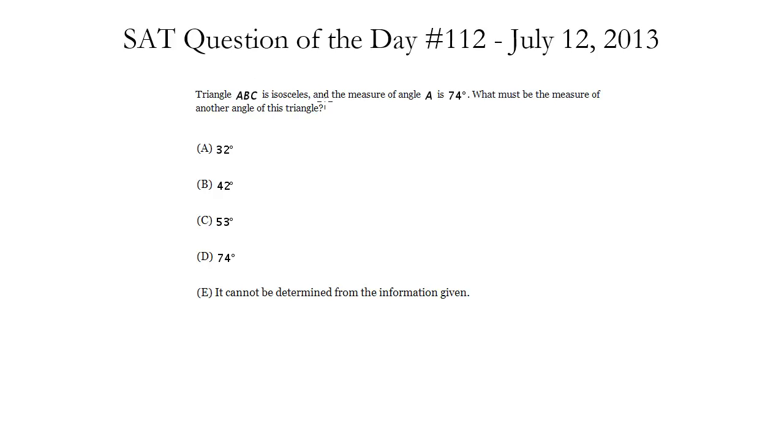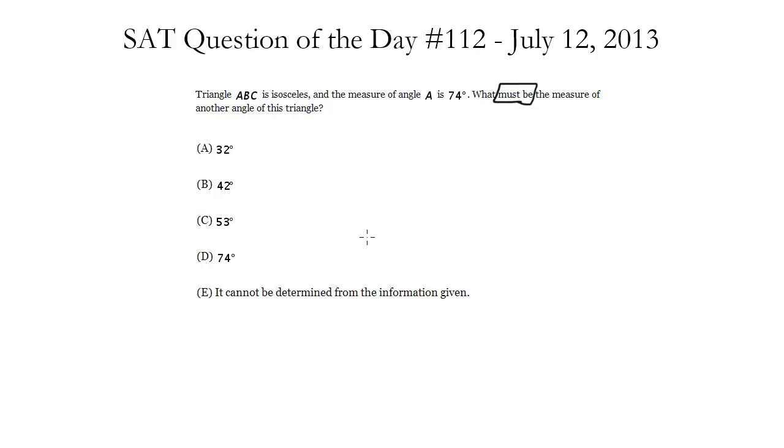Triangle ABC is isosceles, and the measure of angle A is 74 degrees. What must be the measure of another angle of this triangle? So notice it says what must be, not what could be, because there could be certain angles depending on how the triangle works out, but what must be that other angle.